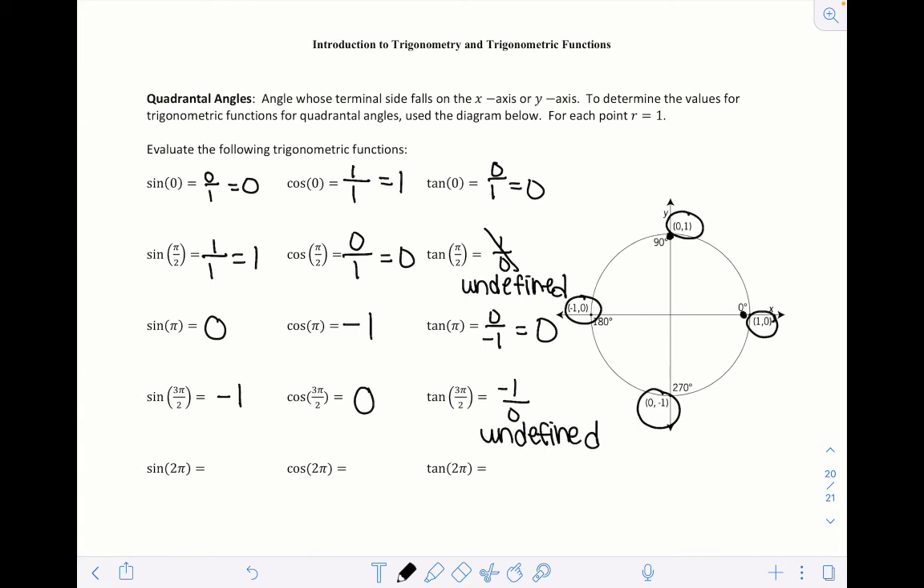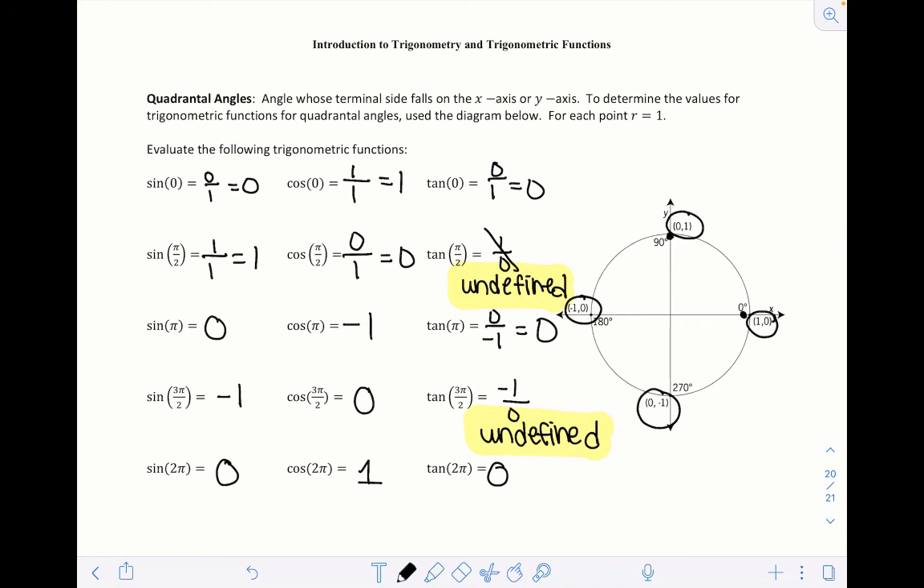And then if we look at 1 full rotation, 2 pi, that goes back to being the exact same thing as what it was for 0, which is 0, 1, and 0. And one thing to note, which does happen with angles on the quadrants, quadrantal angles, is that we get undefined situations. And I actually didn't draw any of the reciprocal ones here, but it happens with the reciprocal functions as well.